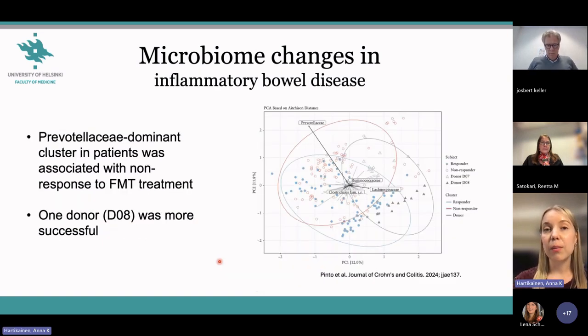Okay, so then something about inflammatory bowel disease, which is also studied in FMT very much. I think this is the same study that Jospert also mentioned, where one donor was actually more successful than the other. And in this regard, they showed that the Prevotellacea dominant clustered patients were associated with the non-response to the FMT treatment, while, for example, the Ruminococci and Lachnospiraceae dominant clusters were associated more with the responders.